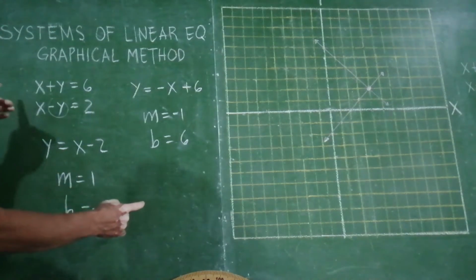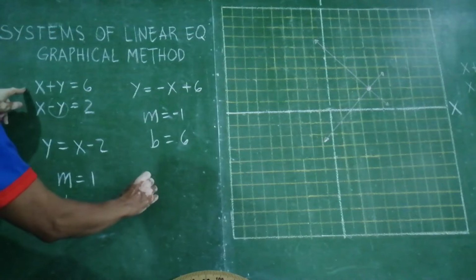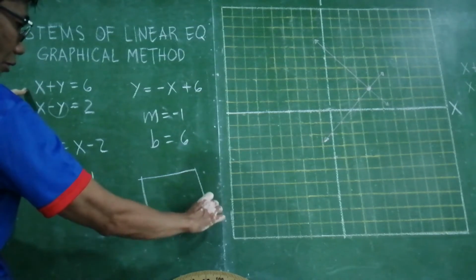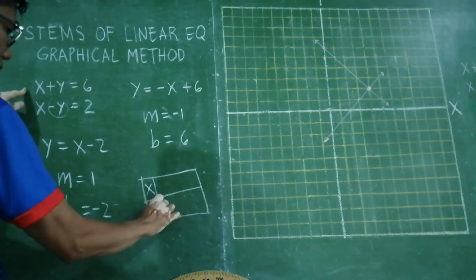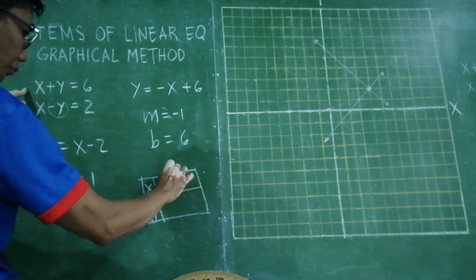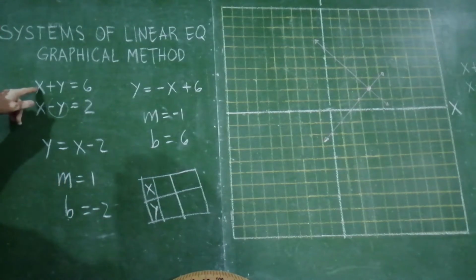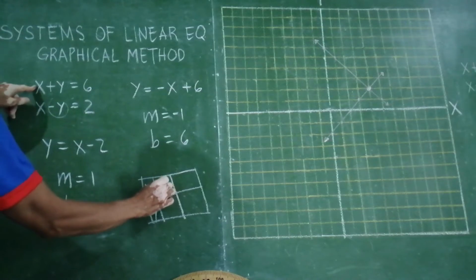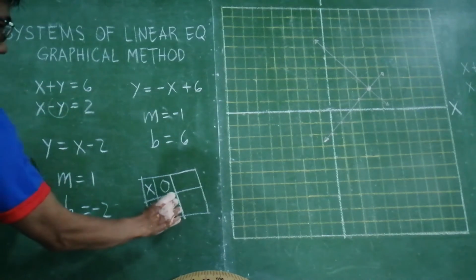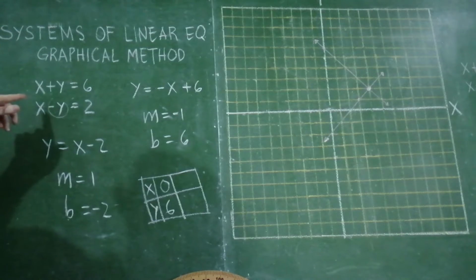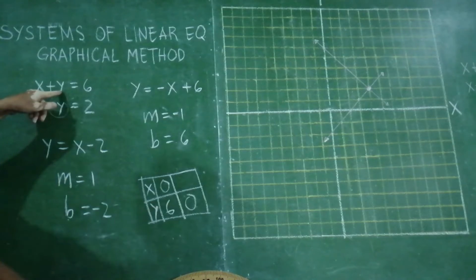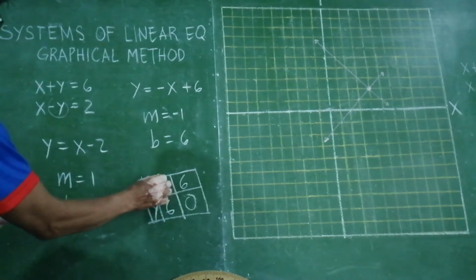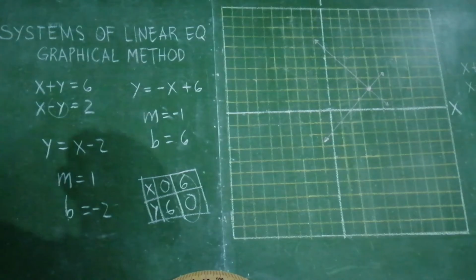Other way, if you are going to set the variable to 0, let's try. When you set x to 0, y will be equal to 6. And when you set y to 0, x will be equal to 6. So you get these 2 points also. So that's the way if you're going to set them to 0.